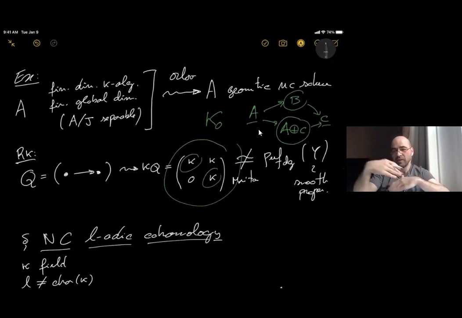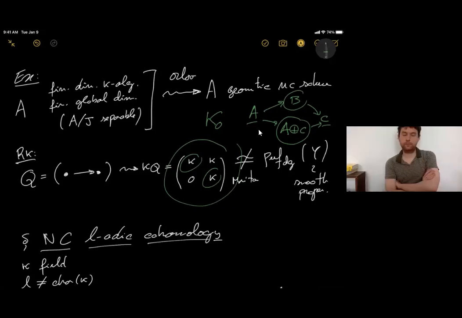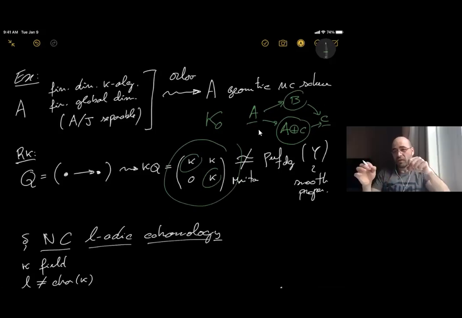So somehow the extensions disappear when you go to K0. That's basically what K0 does, the Grothendieck group. So it only sees the ends, A and C, it doesn't see the middle. And so whenever you have a full exceptional collection, it's the same procedure. The glue, which is an extension, somehow disappears.